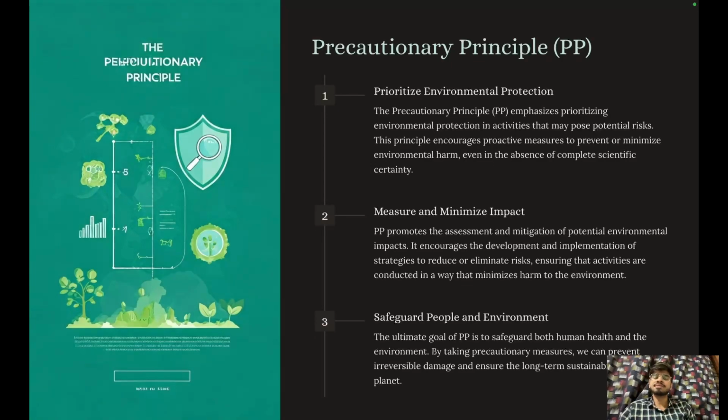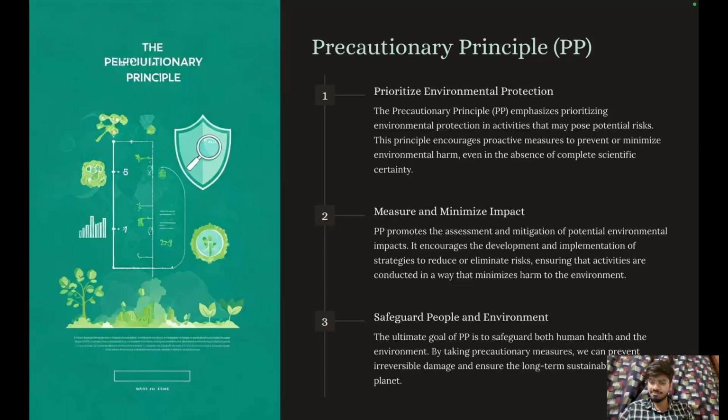The precautionary principle has three parts. Prioritize environmental protection: it emphasizes prioritizing environmental protection in activities that may pose potential risks. This principle encourages proactive measures to prevent or minimize environmental harm, even in the absence of complete scientific certainty. Measure and minimize impact promotes the assessment and mitigation of potential environmental impacts. It encourages the development and implementation of strategies to reduce or eliminate risk, ensuring that activities are conducted in a way that minimizes harm to the environment.